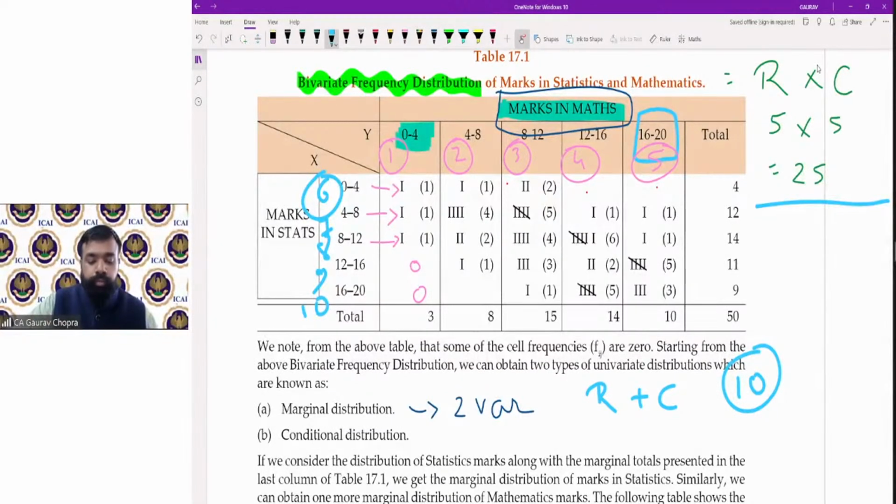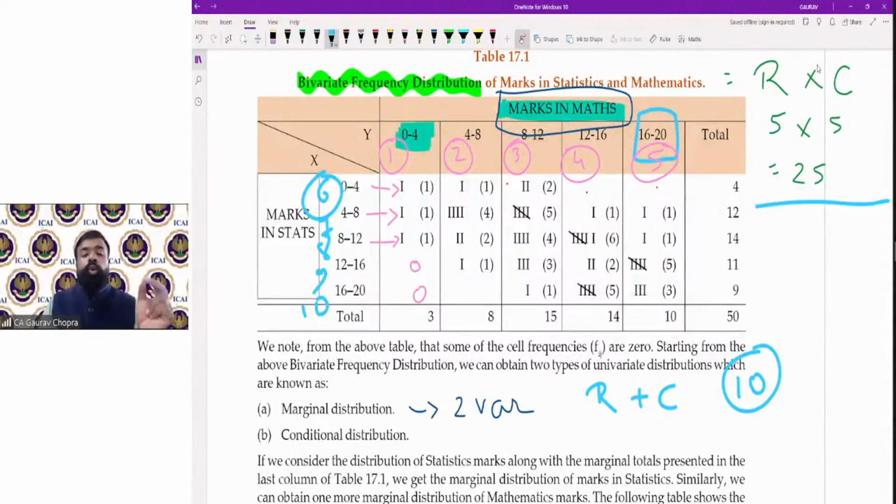Okay. All right. So let's do a quick recap. Bivariate frequency distribution means when there are two variables at same point of time in a table, then it is known as bivariate frequency distribution. Now, first calculation is for number of cells. Cell means a place where we can write down the frequency. So how to calculate number of cells? It is number of rows multiplied by number of columns.